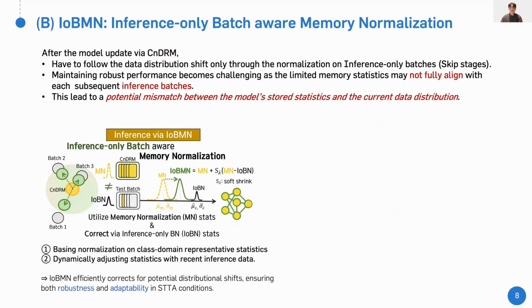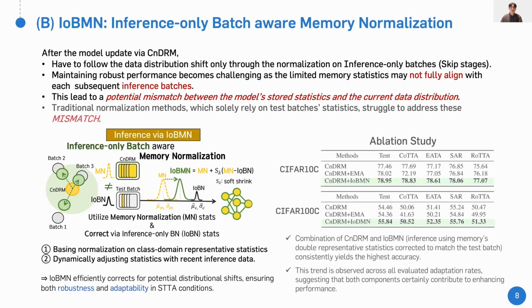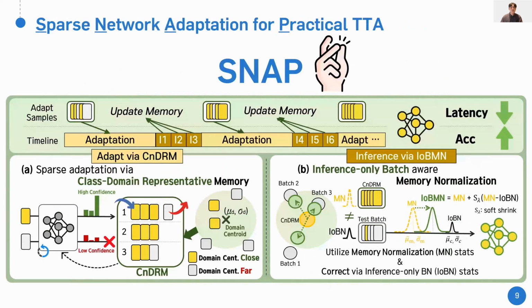Between sparse memory-based updates, the model must rely only on normalization to track distribution shifts, but limited memory statistics can drift from each new batch. IOBMN fixes this by anchoring normalization to stable representative statistics and lightly adjusting them using recent inference batches. This balance keeps the model robust while still adapting, and results in much more stable performance under sparse TTA scenarios, as confirmed in our ablations. Taken together, the 2 components operate jointly to enable efficient and accurate sparse adaptation.